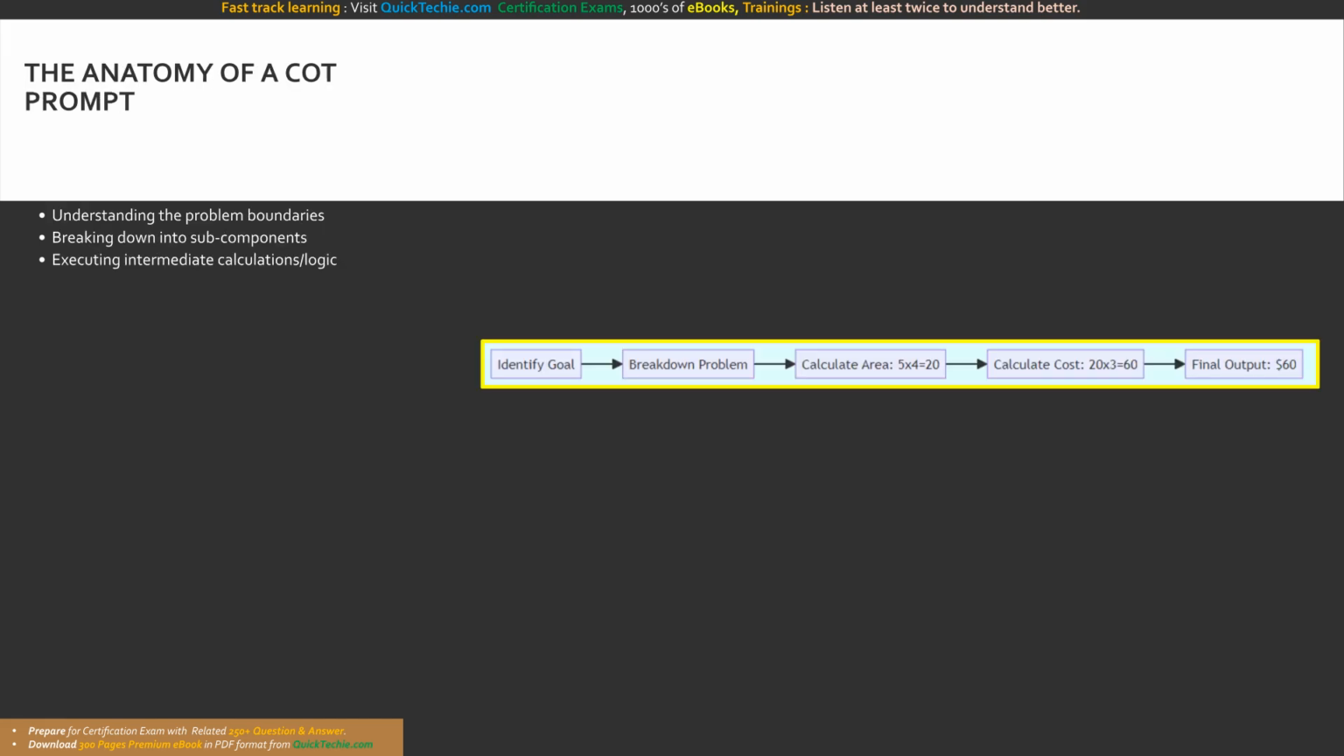Let us break down the exact anatomy of a chain of thought prompt using a practical mathematical example. Imagine we need the model to calculate the total cost of painting a room that is 5 meters long and 4 meters wide, at a rate of $3 per square meter. If we simply ask for the total, the model might hallucinate the math. How do we apply COT here? We explicitly instruct the model, describe your process step by step.